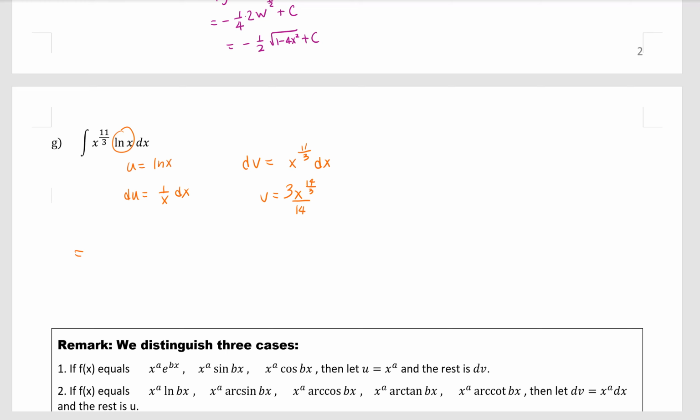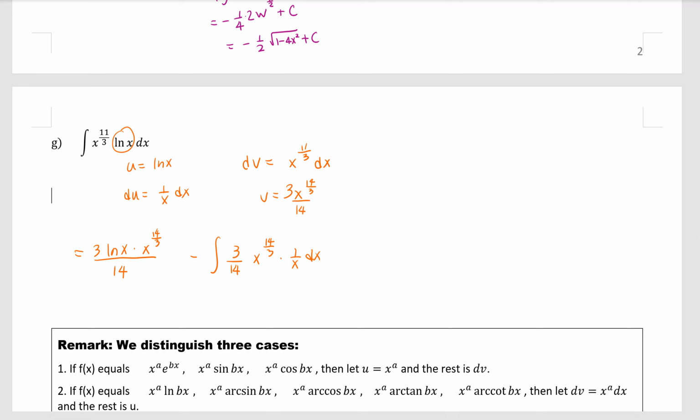So our integral becomes uv. So ln of x, v is, let's put the 3 over 14 in front, and then we have x to the 14 over 3. So far, so good. Minus integral of v. Oops, sorry, I wrote a wrong number. Over 3. du is 1 over x dx.